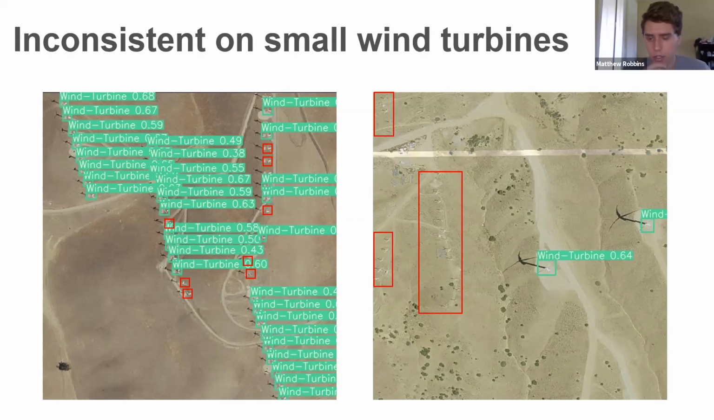To speak to that point, that might have more to do with the model itself not being the best at detecting small objects, because even in the actual training set, it wasn't doing a great job of classifying the synthetic small wind turbines that we created.